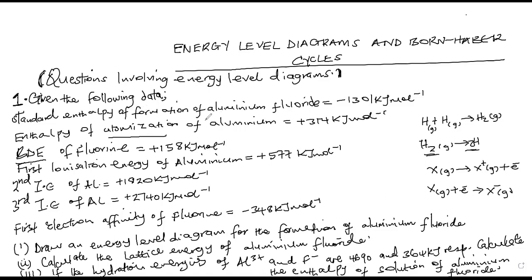Well, the question goes, we are given standard enthalpy of formation, enthalpy of atomization, bond dissociation energy, first ionization energy, second ionization energy, third ionization energy, and a first electron affinity of fluorine. They want us to draw the energy level diagram for the formation of aluminum fluoride. Note that the enthalpy of formation is negative. Since it is given as negative, we shall show it as negative. So let's see how we draw this diagram, and then we answer the rest of the questions.